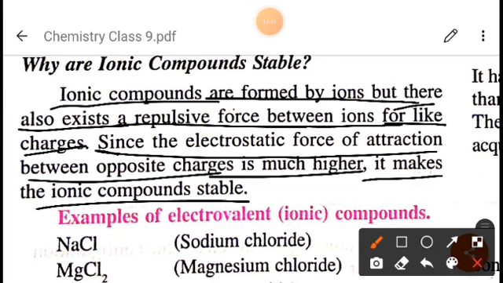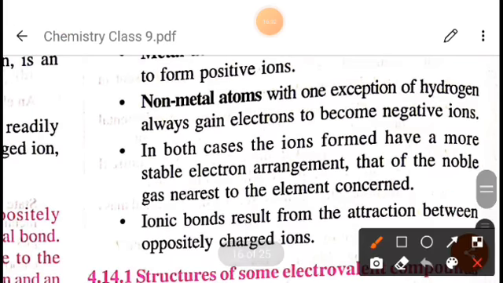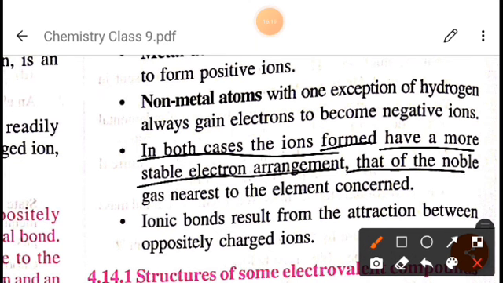Whereas non-metals, with one exception which is hydrogen, always gain electrons to become negative ions. So in both cases an ion is formed, either a cation or an anion. Metals will form cations and non-metals will form anions. In both cases ions are formed, and they have a more stable electronic arrangement, that of the gas nearest to the element concerned.